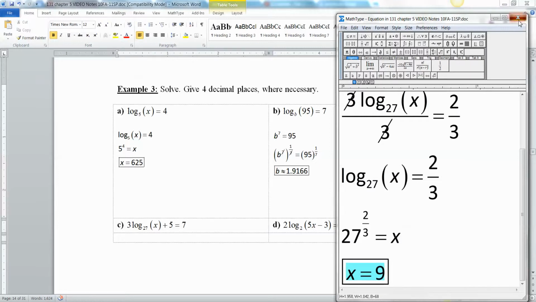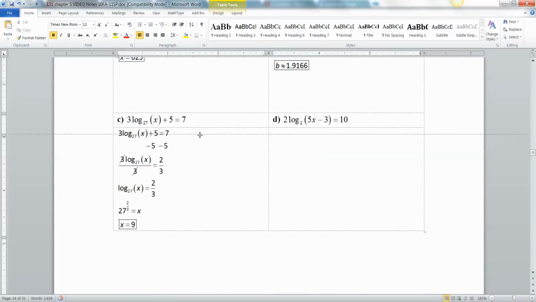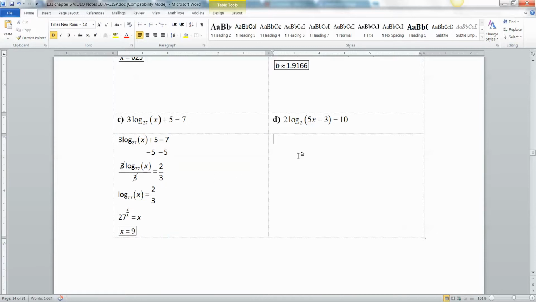Again, you could check me with a calculator. I don't have a calculator right this second. All right, we're done with that one. Now let's look at this one.